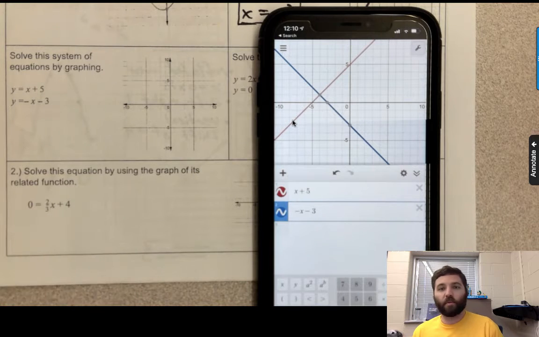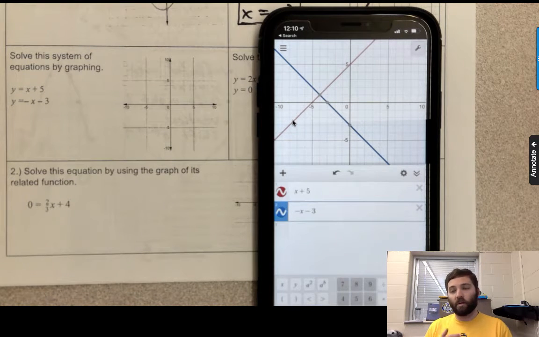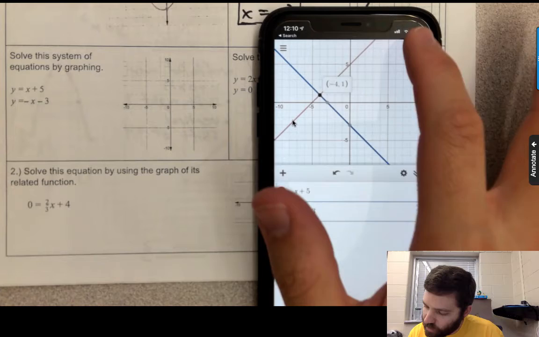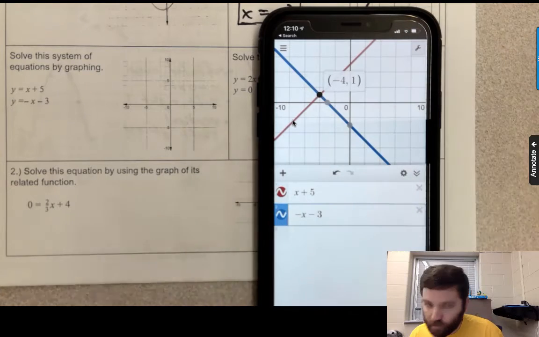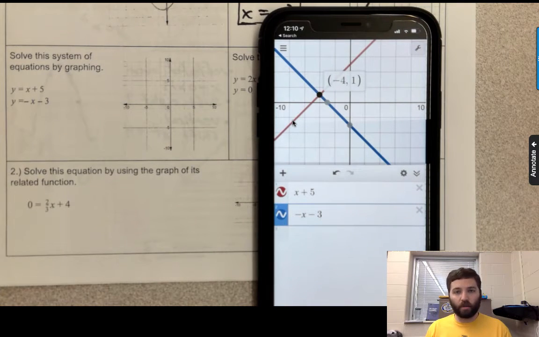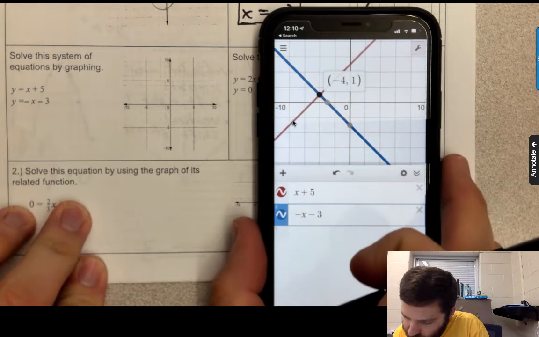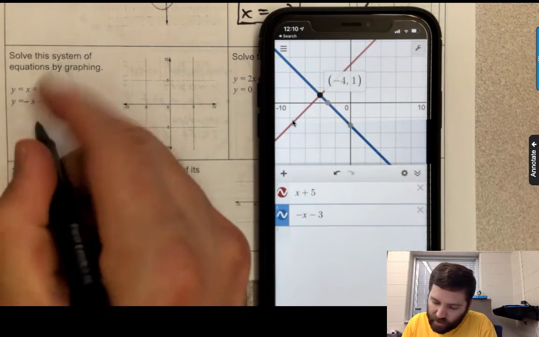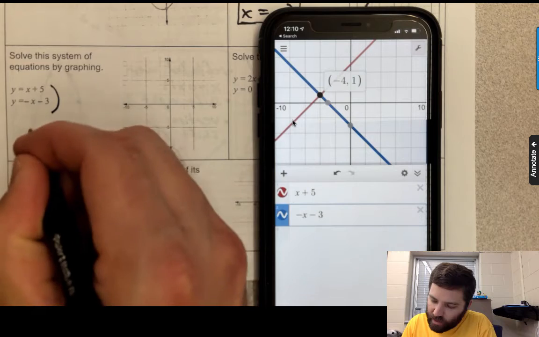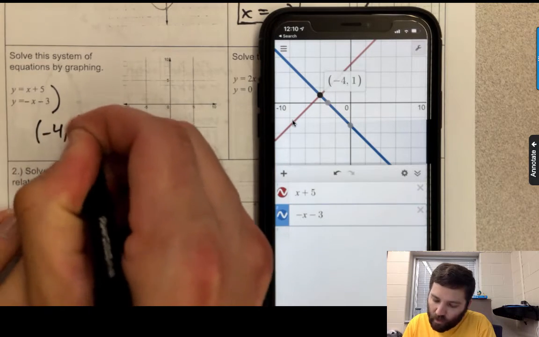If I was solving this system by graphing, I'd be looking for where the lines cross. Where did they cross? Well, they cross right here, and I'll put this in bolder, at negative 4, 1. Fantastic. So we'd say the solution to this system of equations is at negative 4, 1.